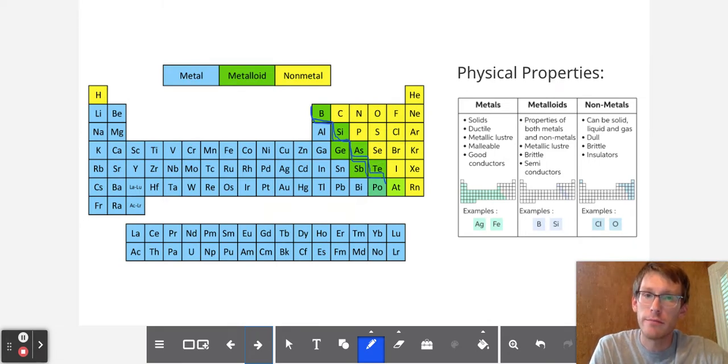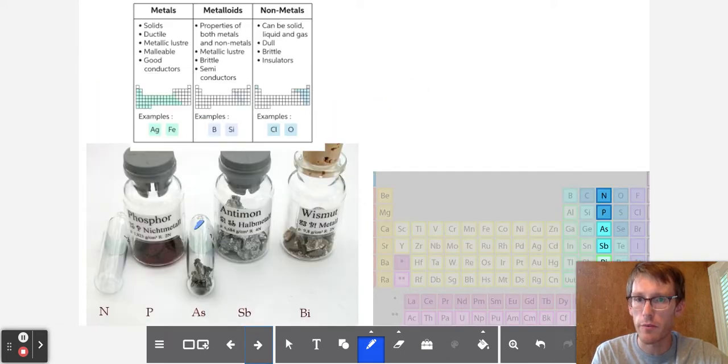Non-metals are just not metals. So they're going to be dull, not shiny. They're going to be brittle. If you hit them with a hammer, they'll shatter. And they are the opposite of conductive. They are insulators of heat and electricity. They can be found in the solid phase, but they also can be liquids and gases. And metalloids are somewhere in between in terms of their physical properties.